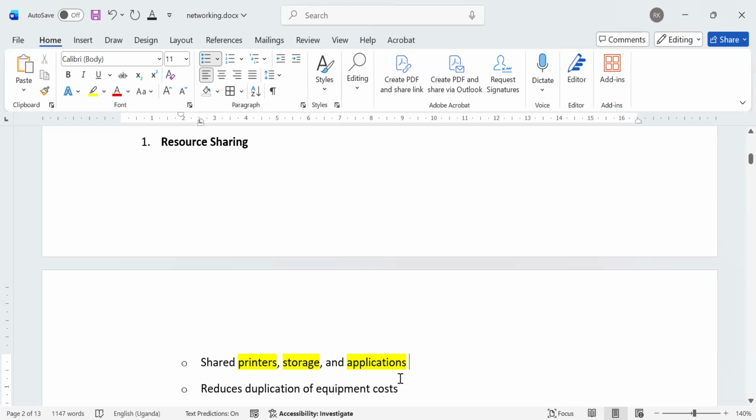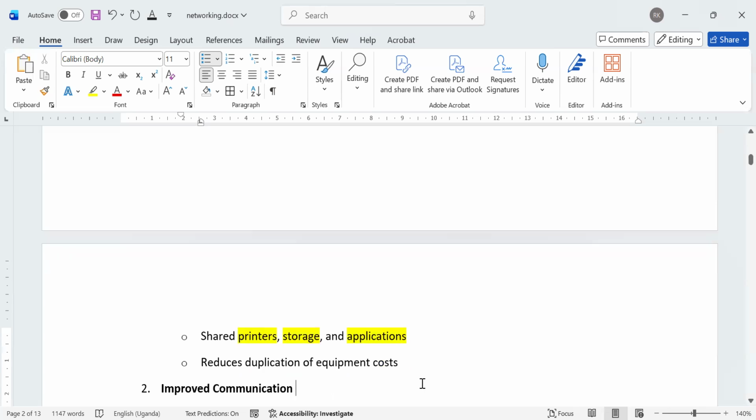But it also reduces duplication of equipment costs. Now, for example, instead of buying every staff a printer, okay? Instead of buying every staff a modem to have access to internet, you just buy one modem and all the organization staff share from that. You just buy one printer and everybody shares from that printer. You just buy one storage device and everybody is able to store on that device. So it reduces duplication of equipment costs. So instead of buying 30 printers for 30 staff, you only need one printer and every staff is using.